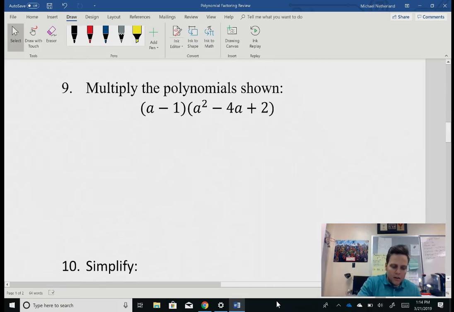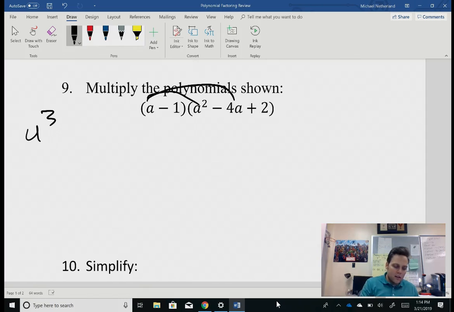Okay, number 9. Multiply the polynomial shown. So we're just going to say a times a squared, so that's a cubed. A times negative 4a, so that's negative 4a squared. A times 2, so that's plus 2a. So I've done a to everything inside here.